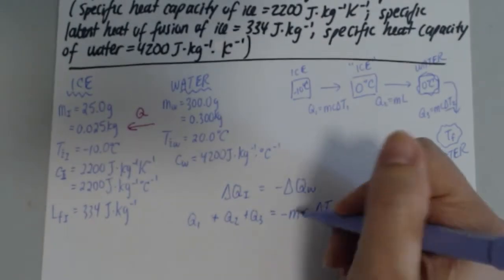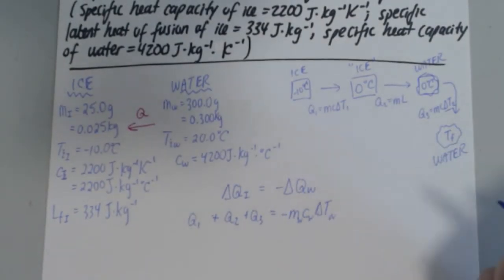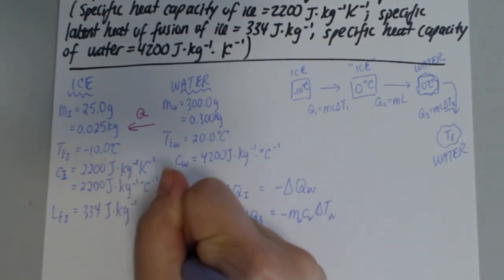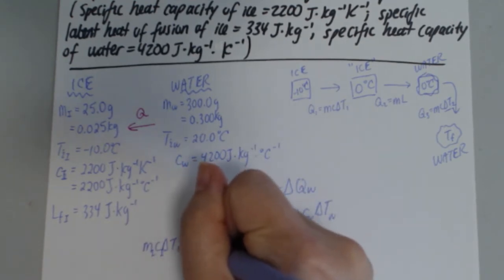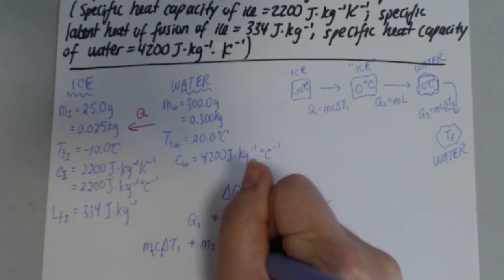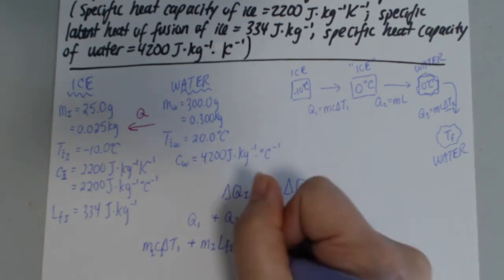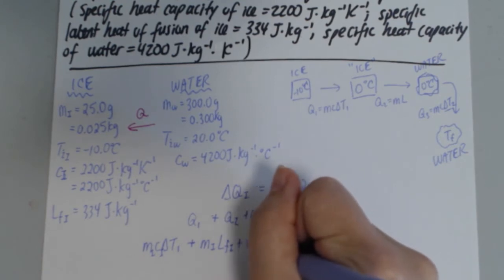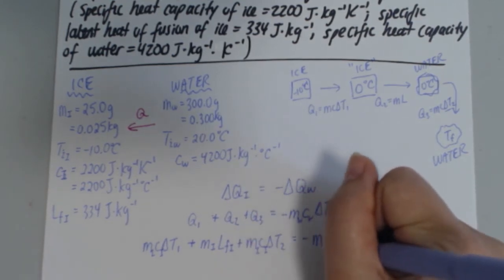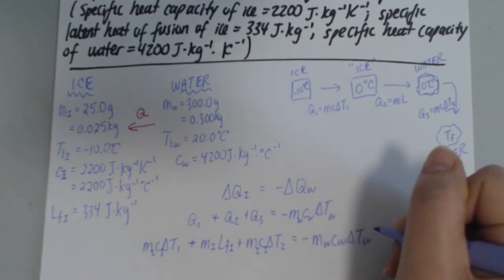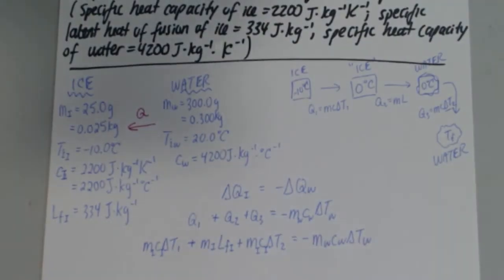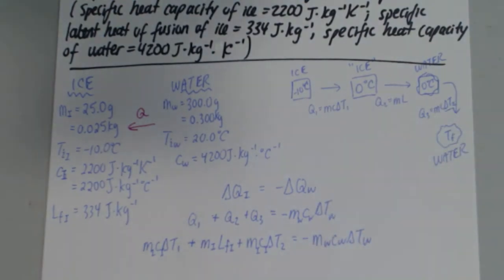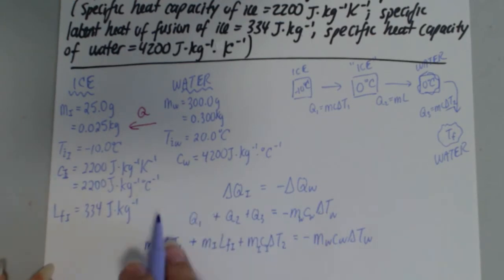So this is water, M water, C water, delta T water. So Q1, that's equal to mc delta T1, and that's for ice, plus m ice times latent heat of fusion of ice for Q2, plus mc delta T2. So that's m ice, C ice. And that's equal to minus mw, Cw, delta Tw. So the reason this question has more going on than the previous one is because you have to take into account everything that needs to take place before it can reach that final temperature. And that's what we've done here.